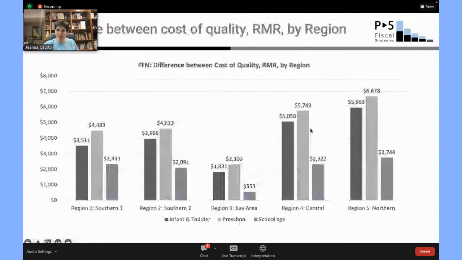And that's all for us. Oh, we have one more. We do have a gap slide. I wasn't sure if we had a gap slide for FFN.